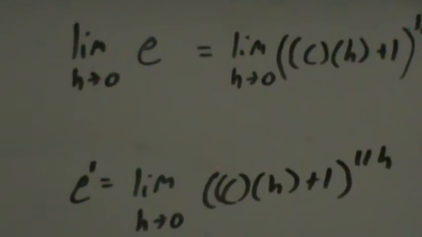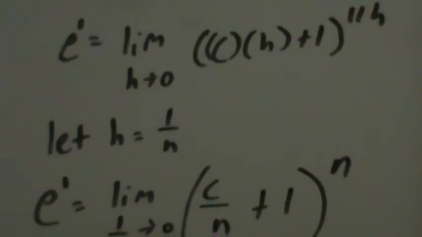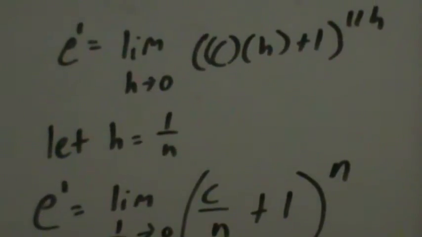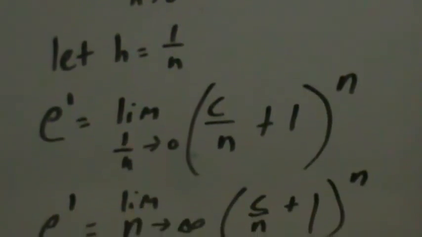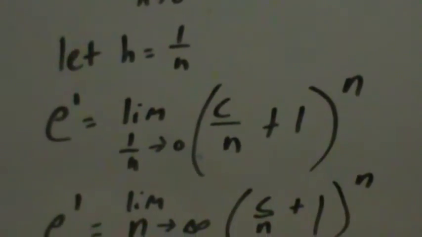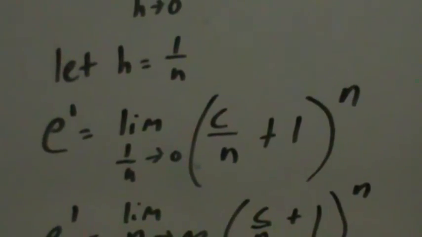And here I put e to the first because even though that exponent isn't written there, it's assumed to be to the first power. So from there, what we have is the limit as h approaches 0 of (ch plus 1) to the 1 over h power. But let's try something new here. Let's say that h is equal to 1 over n, okay? So if we plug this in, we get e to the 1 equals the limit as 1 over n approaches 0 of (c over n plus 1) to the n.